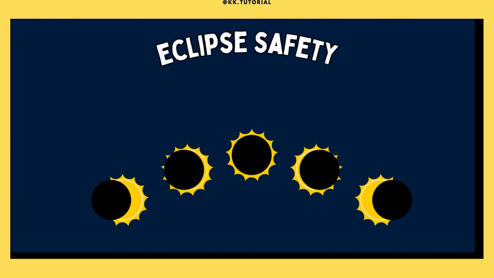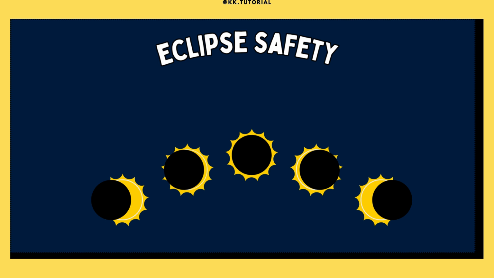Eclipse safety. So my dear students, why should we be careful with the solar eclipse? Because exposure to the light can cause damage or even destroy cells in the retina, the back of the eye, that transmit what you see to the brain. This damage can be temporary or permanent and occurs with no pain.